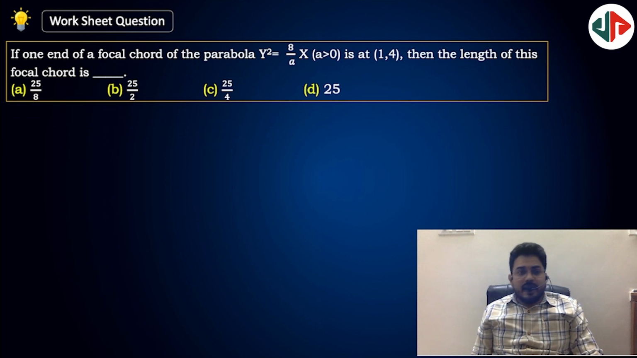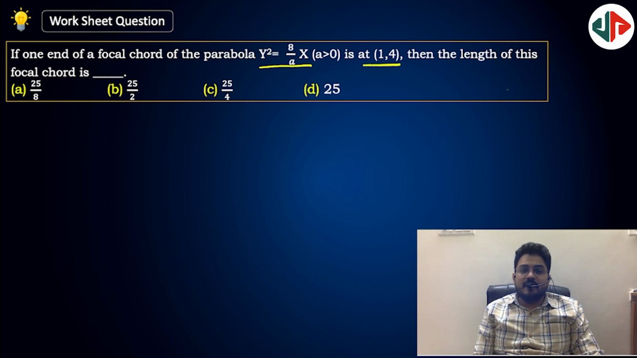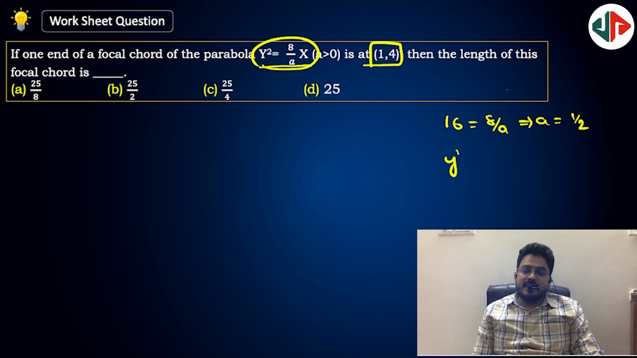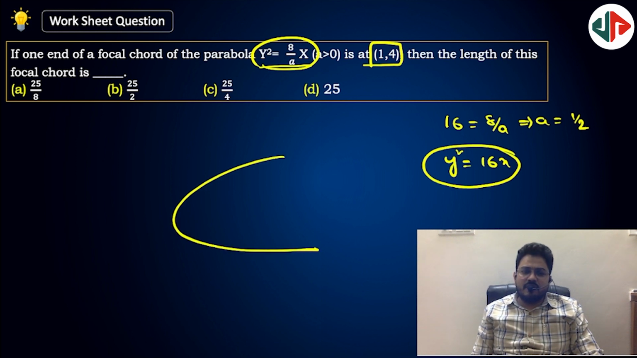If one end of the focal chord of parabola y square is equal to 8ax is at 1 comma 4. So 1 comma 4 is a point on this. So 16 is equal to 8a. So that means a is equal to 1 by 2. So this parabola is y square is equal to 16x. This is the parabola. This is a very similar question. Just now what we have done, same thing. Because y square is equal to 16x, this point is 1 comma 4.